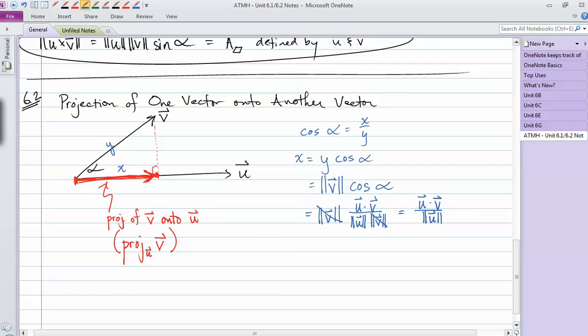By the way, your book writes it like this. This is fine with me if you want to leave it like that. But your book writes it like this. It puts the V in front, dot, U over magnitude of U. And I think the reason the book likes this is because if you take any vector and divide it by its own length, that's a unit vector now. So you've normalized U. So it's V dot the normalized vector U.